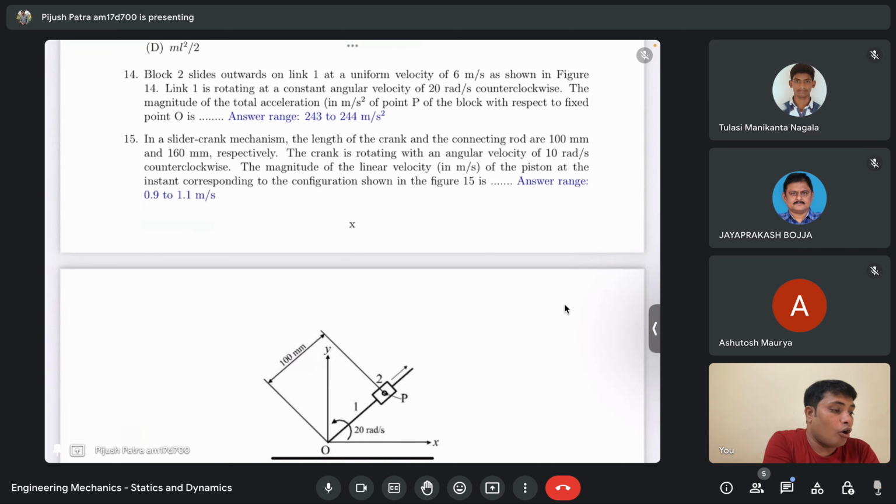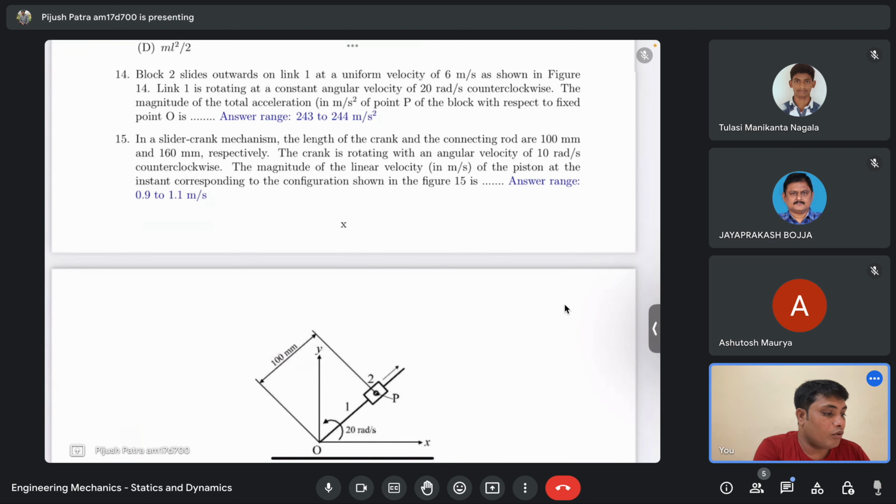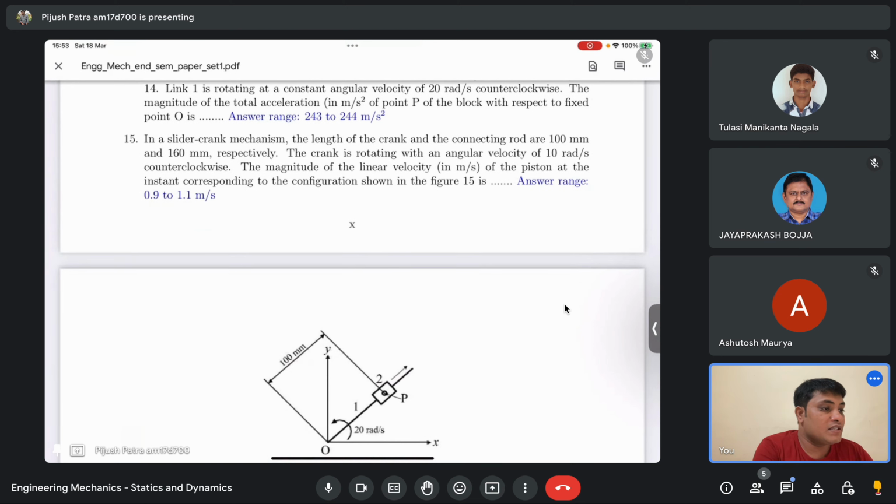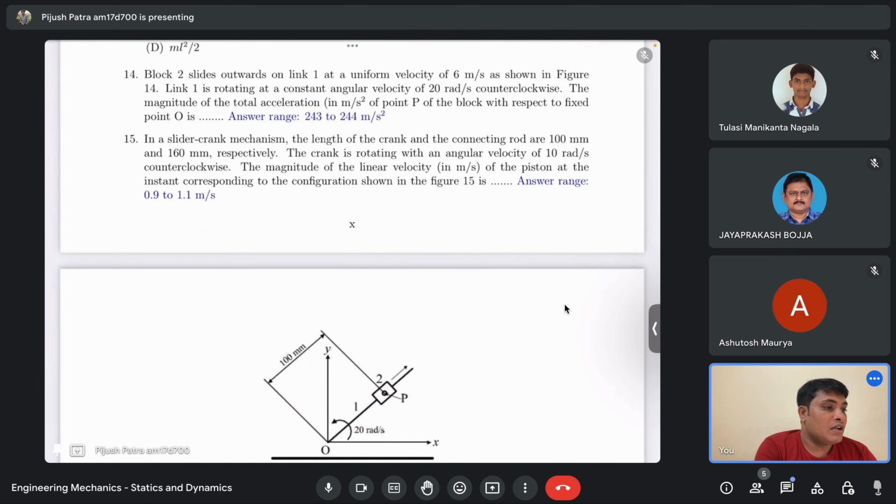So block 2, you have some block which is like this. Block 2 slides along link 1 at a uniform velocity of 6 meter per second, as shown in figure 14. This is figure 14, right?